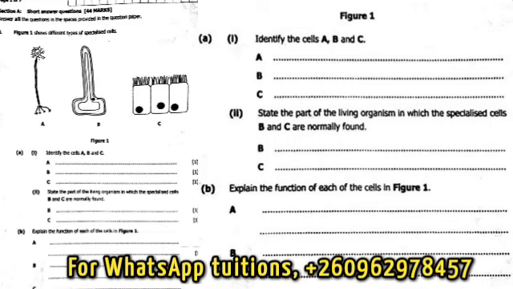Question B, explain the function of each of the cells. Tell us the function of A. Like I said, A is a motor neuron. You come from our WhatsApp tuitions because we are going to be dealing with coordination and response, where we are going to be discussing the nervous system. Cell A is a motor neuron.